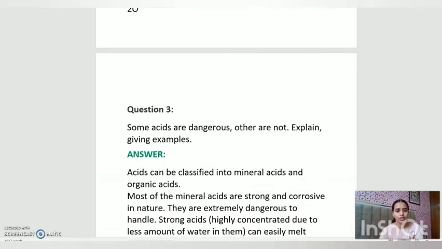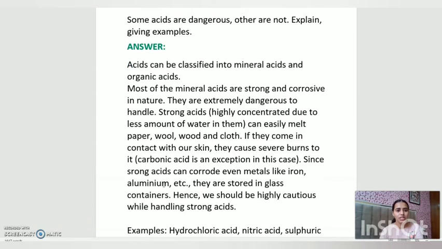So moving further, student, question number 3. What does question 3 say? Some acids are dangerous, others are not. Explain, giving examples. So they say that there are certain acids, students, that are very dangerous. If we touch them, even our skin can be burnt. But there are certain acids which are not so dangerous. So you have to explain this by giving examples.